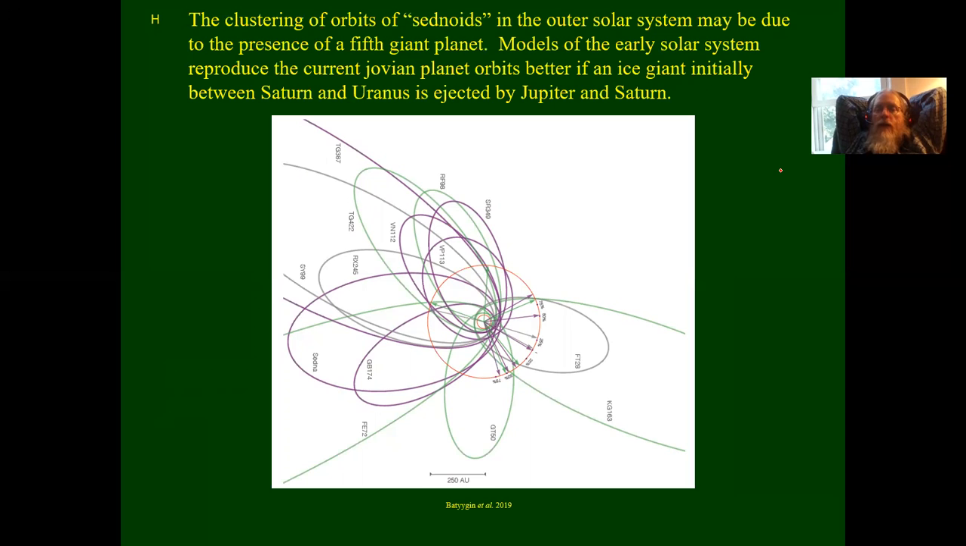It would be another ice giant, so a planet like Uranus and Neptune, mostly core rather than mostly atmosphere like Jupiter and Saturn. And anyway, if you initially had that somewhere between Saturn and Uranus, this thing ends up being ejected from at least the inner solar system by Jupiter and Saturn. In most of the models, it ends up being ejected from the solar system completely.